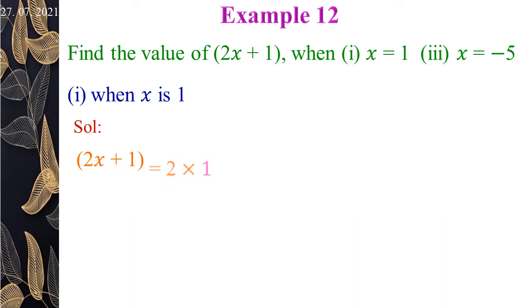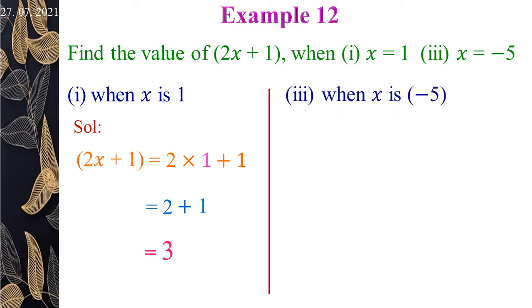x is 1, so 2 into 1 plus 1. 2 ones are 2. We get 2 plus 1. So now we can add the values. We get 2 plus 1, 3. The answer is 3.